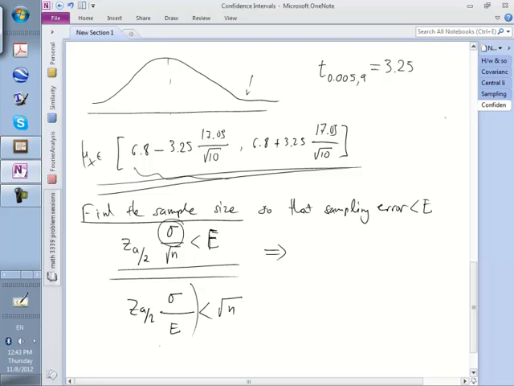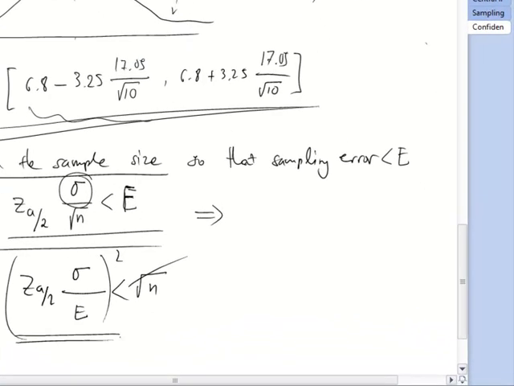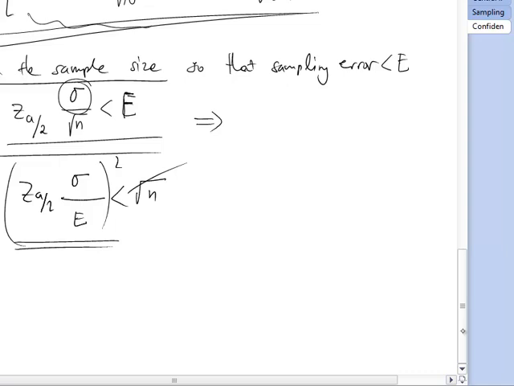If you square both sides, that eliminates the square root, and it gives you a lower bound for N. So you take N to be greater than this number. Of course, N has to be positive. So let's see if we can identify a problem to solve for this particular case. Find the sample size. I'll take an example from the book, example 4.2, on page 229.